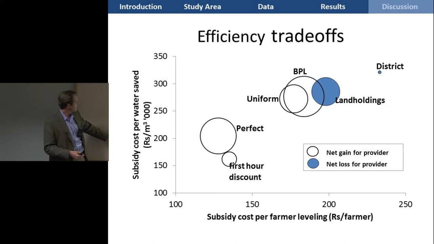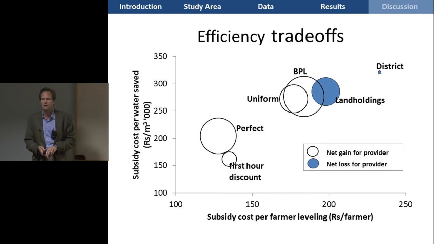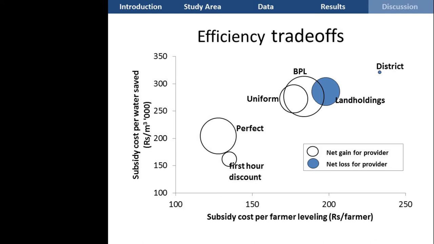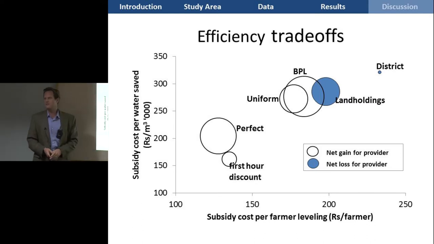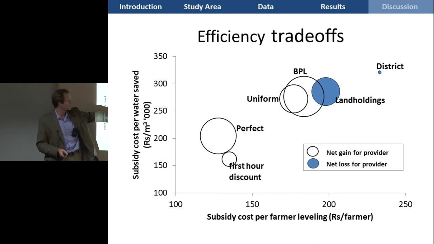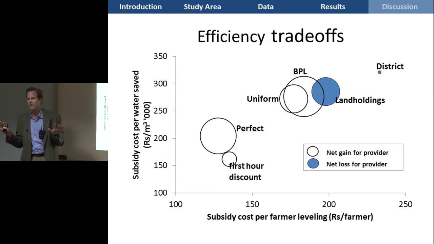To understand this, this is the subsidy cost per water saved. If the objective is reducing groundwater extraction, this might be a metric of interest. This is the subsidy cost per farmer leveling. If instead this was thought of as a poverty program to reduce input costs for farmers, this might be the metric of interest. Then in the space we have the first-hour discount, perfect, which is the first-degree price discrimination, uniform, BPL, land holdings, and the district. Uniform is just applying a uniform subsidy.